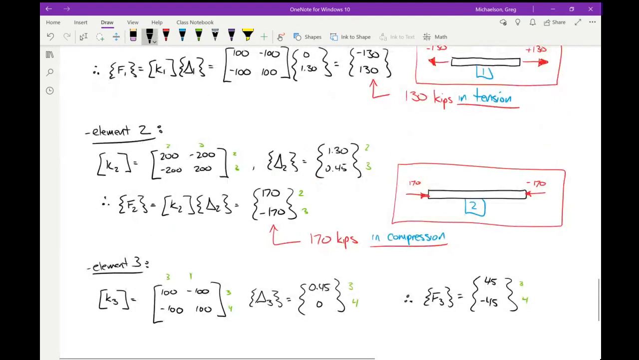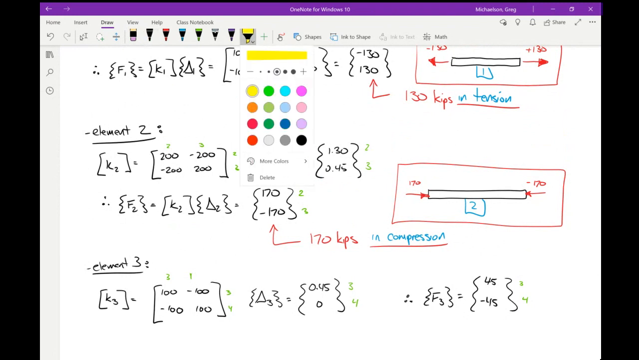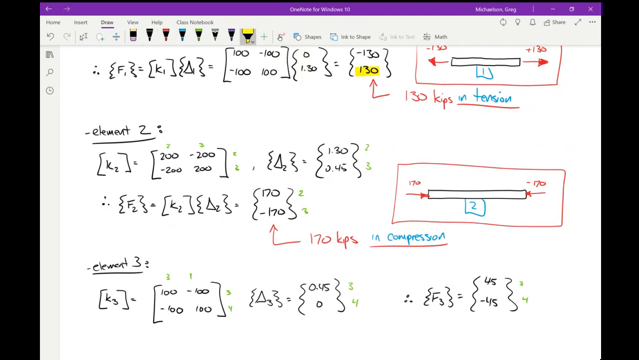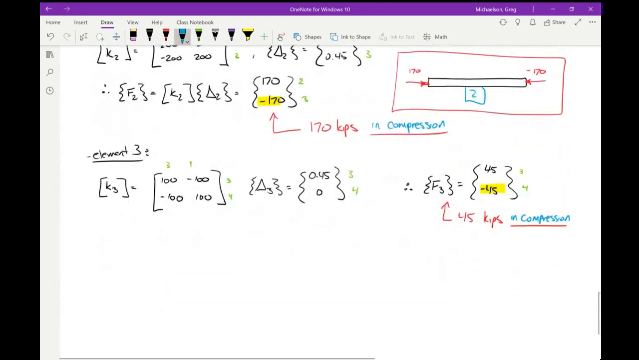And you want to know a really easy way of doing this? Whenever you do these problems, if you just look at the second number, if it's positive, it's in tension, and if it's negative, it's in compression. So it's just a little shortcut, because we consider tension to be positive, compression to be negative. So this is 45 kips in compression. All right. This is good stuff.